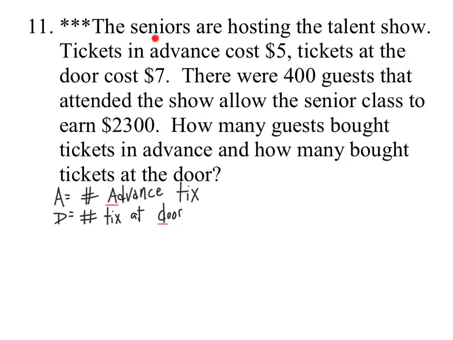Question number 11 says the seniors are hosting a talent show. Tickets in advance cost $5 and tickets at the door cost $7. Now we're going to be referring to the number of advance tickets as A, and the variable we'll use for tickets at the door is going to be D. There were 400 guests that attended the show that allowed the senior class to earn $2,300. How many guests bought tickets in advance?